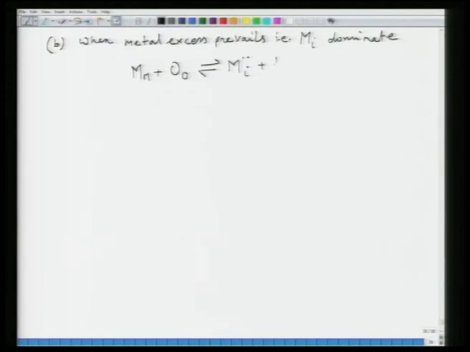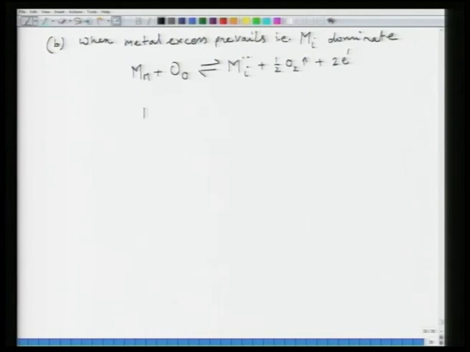plus oxygen goes out, because to maintain the site balance, otherwise you will have a vacant site, plus you will form 2 electrons. Or alternatively you could have Mi plus Oo, but that would be nothing but a Frenkel defect. So, okay, this is the non-stoichiometric defect.